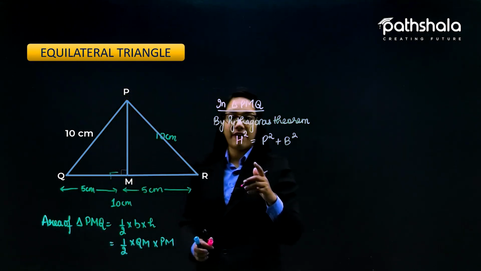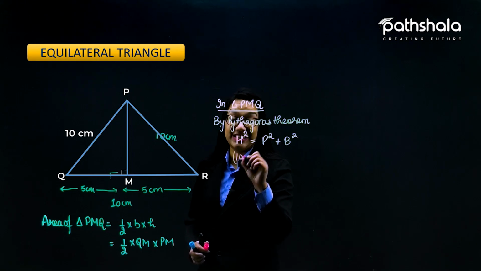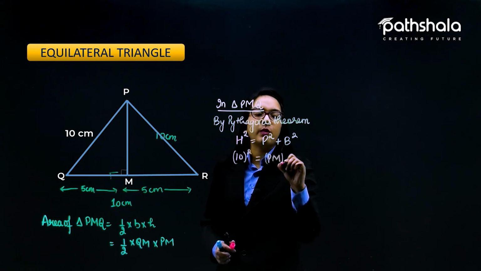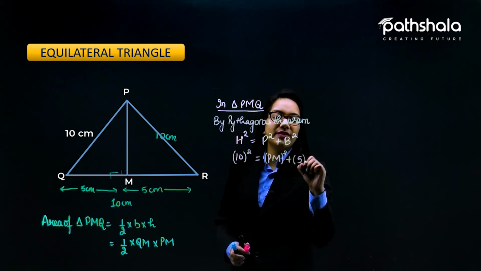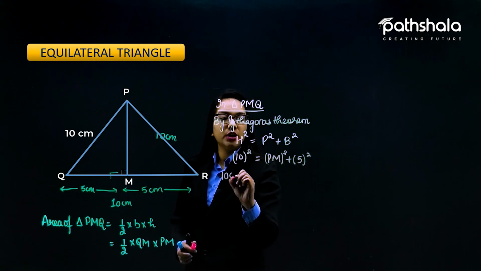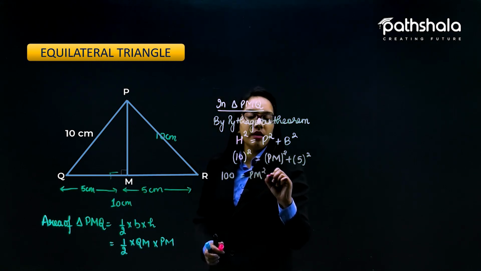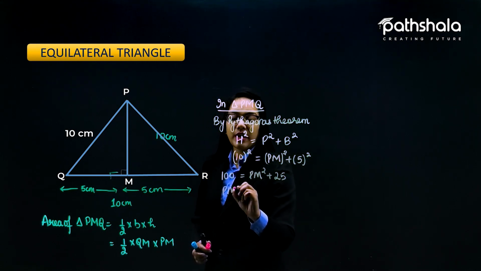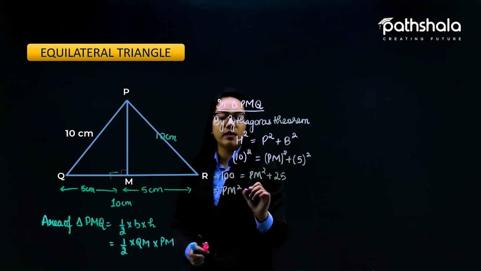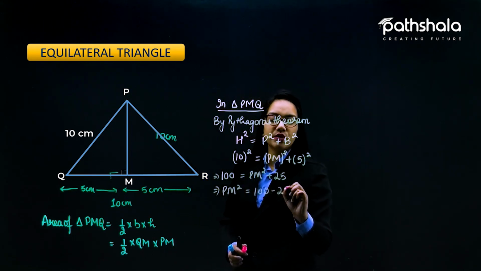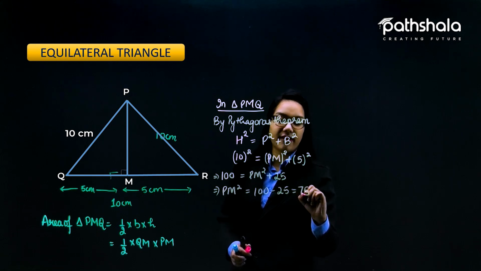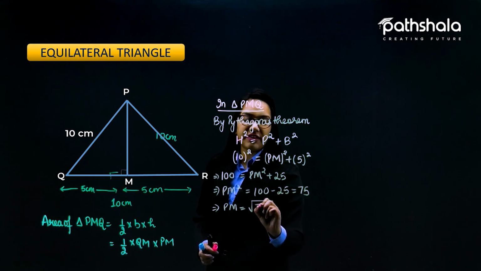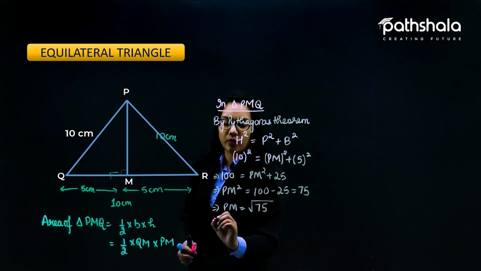So first of all, we have hypotenuse as 10. So this is 10 square, which is equal to perpendicular, let us suppose I'm calling it PM whole square, and base is 5 square. So this would be 100, which is equal to PM square plus 25. So let's just take this 25 toward the other side. So PM square is equal to 100 minus 25, which is actually 75. So it means that PM is the square root of 75.